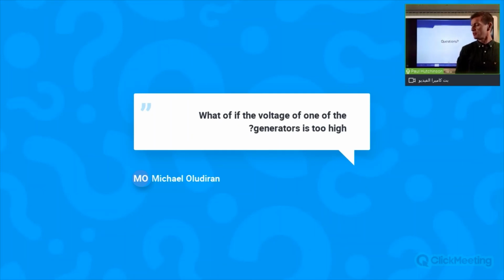What if the voltage of one of the generators is too high? Again, we don't want to see our voltages going too high. Think back to what we said in the presentation. We can cause damage to the alternator if we're going alternator to alternator, or alternator to the mains, depending on what way we're going. But we can also cause damage to equipment down the line that is on the bus side. So we always want our voltages to be exactly the same. So Michael, hopefully that answers your question.